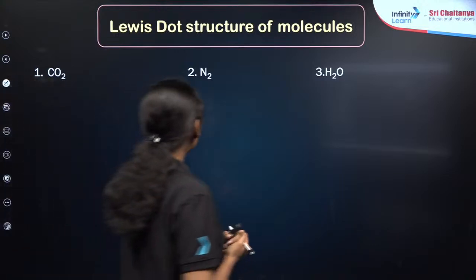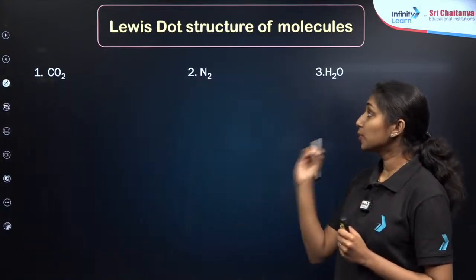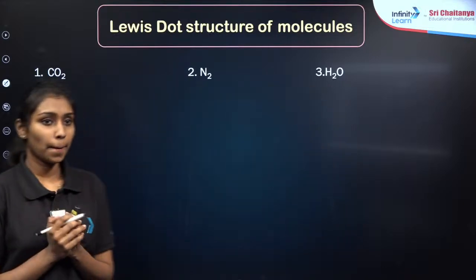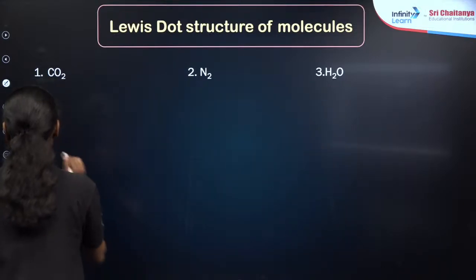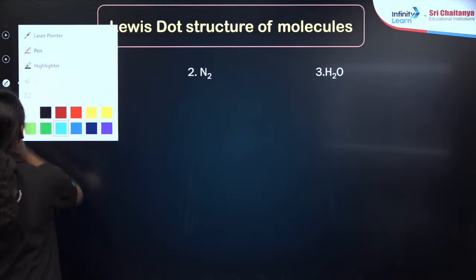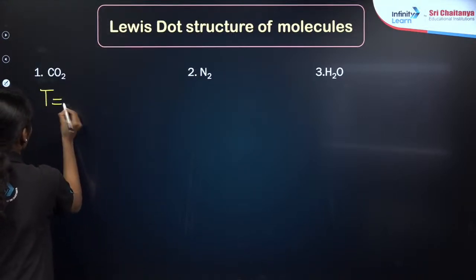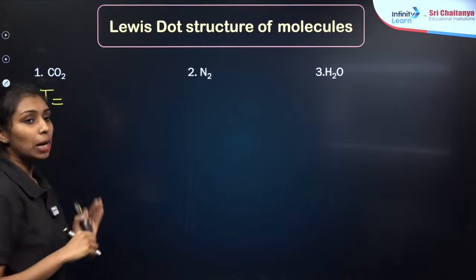Here is another example to find out the Lewis dot structure of the molecule. The first one is carbon dioxide. Again, according to the rule, you have to find out the total number of valence electrons, right? How many atoms are present over here in the case of carbon dioxide molecule?